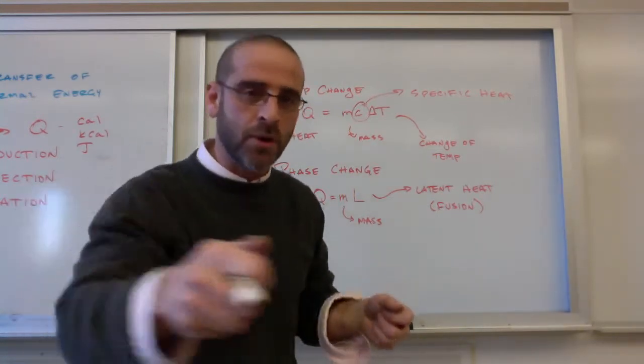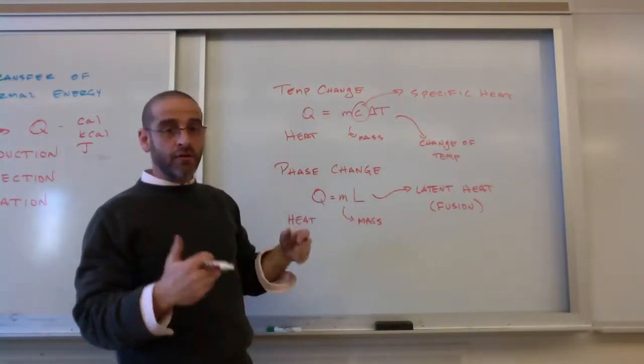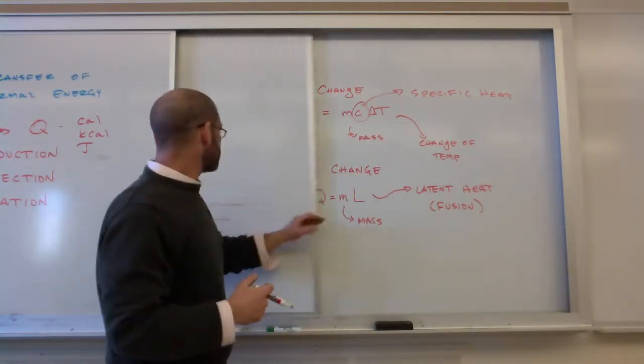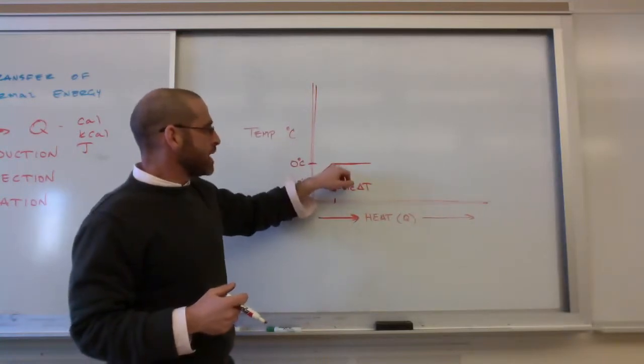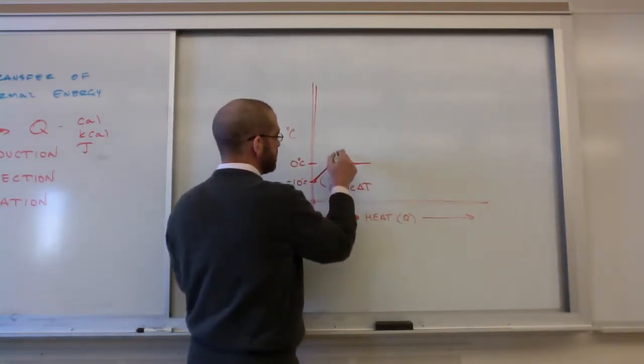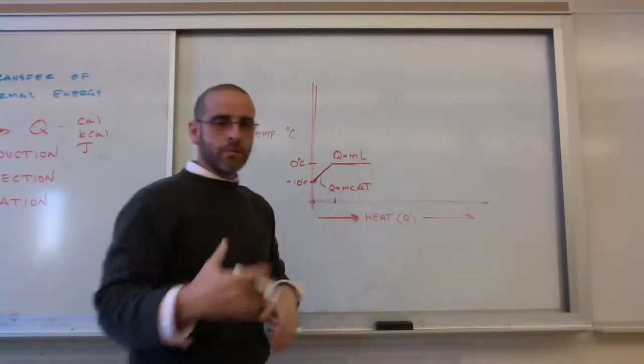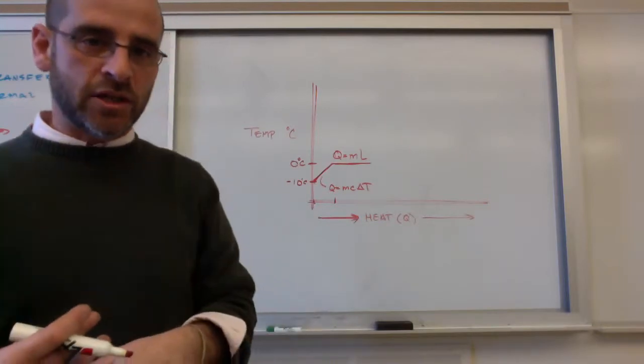We're going to have to turn the burner on the stove up even higher in order to get that mass to go from one side of our plateau all the way over to the other side of that plateau. But this area right in here is where we're spending our Q currency to break the bonds and to go through that phase change. Okay?